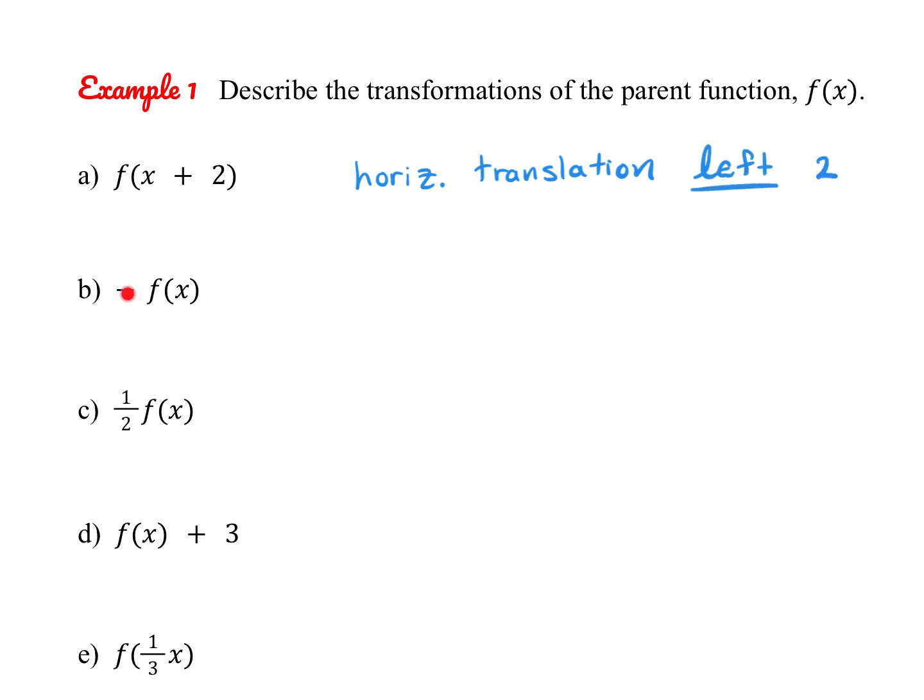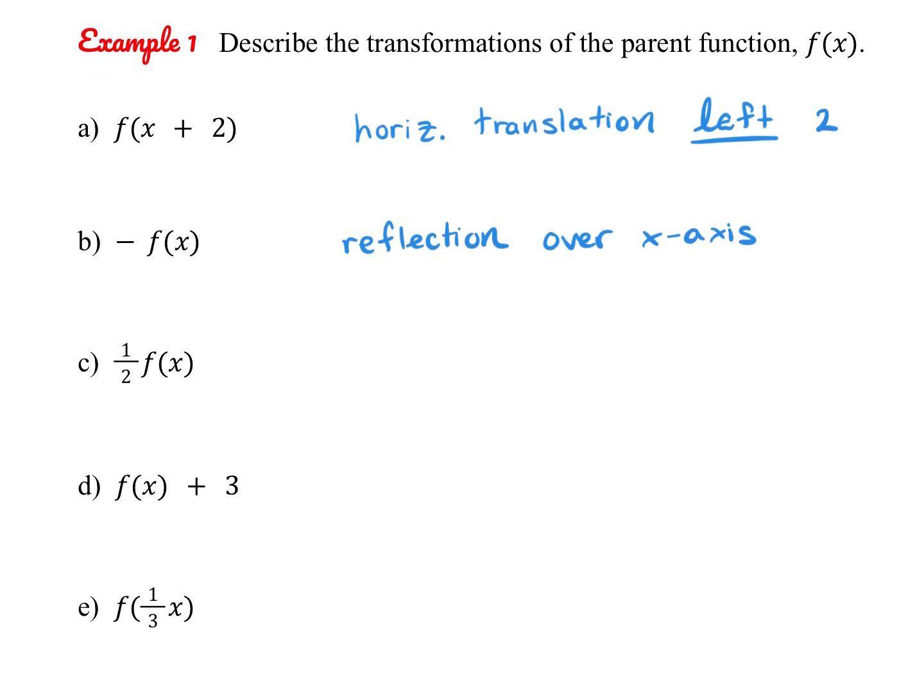Now let's look at part B. Here I see I'm multiplying my graph by -1. So I know right off the bat it's some type of reflection. And since it's on the outside, it's a vertical reflection, which means a reflection over the x-axis. All right, for part C, I see that I'm multiplying my graph by something, which tells me it's a stretch or shrink.